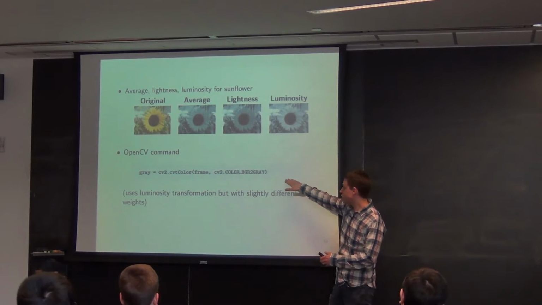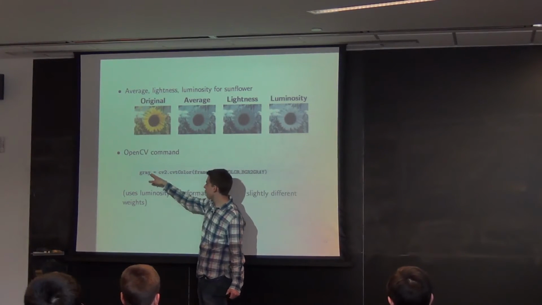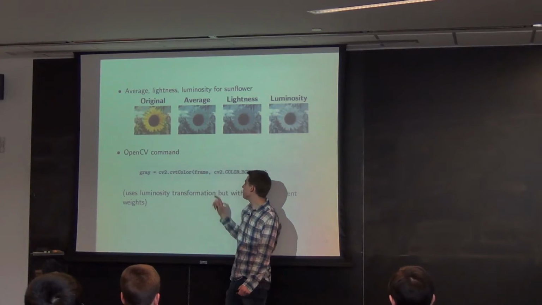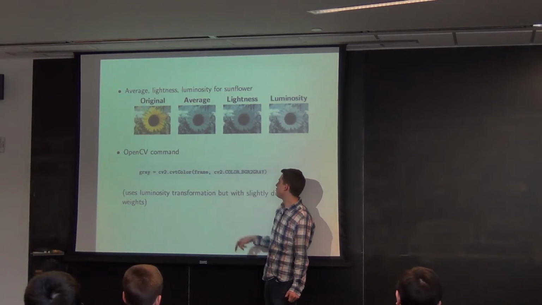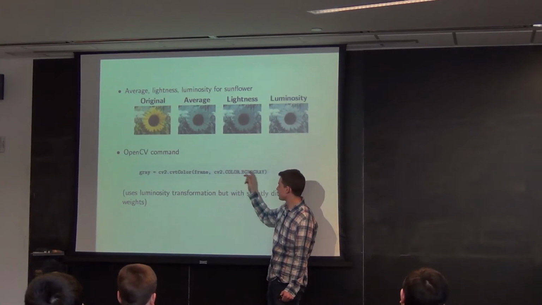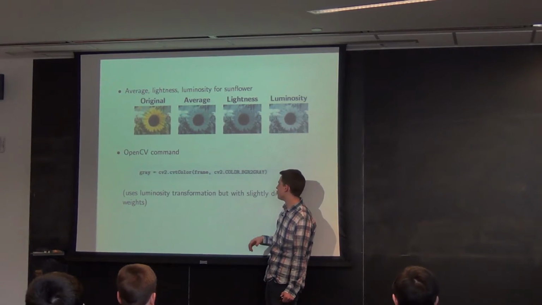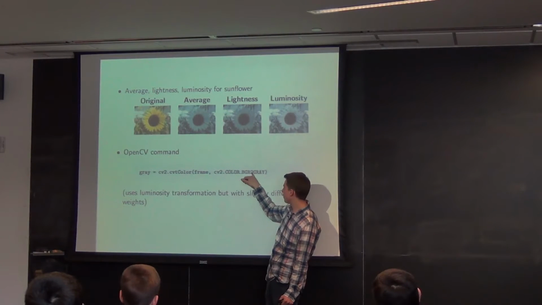Now, you can also do this in OpenCV. It's so easy just to convert. The command is cvtColor. You input your frame, which is our frame from video, and the second argument is the color space you want to do conversions from and to. So this is going to convert from BGR to grayscale.